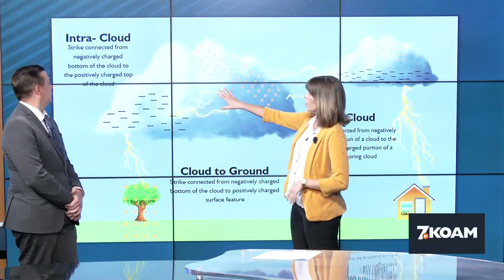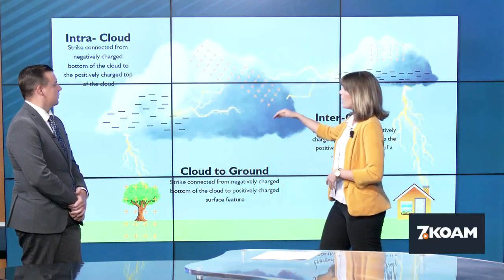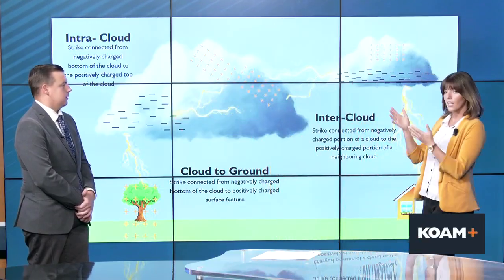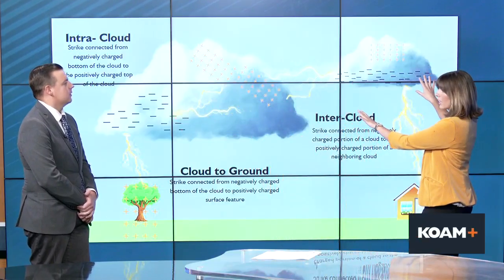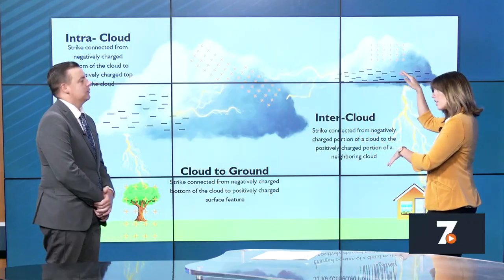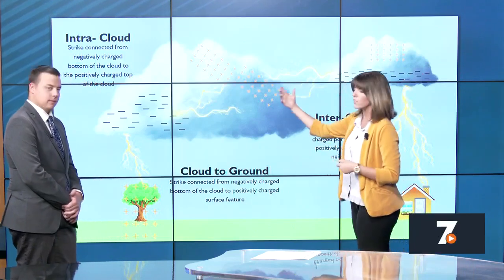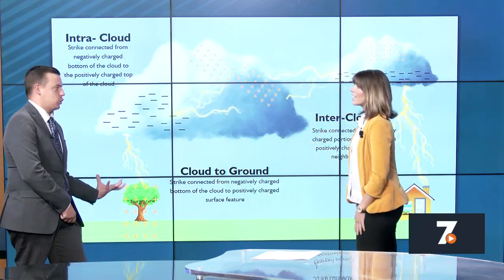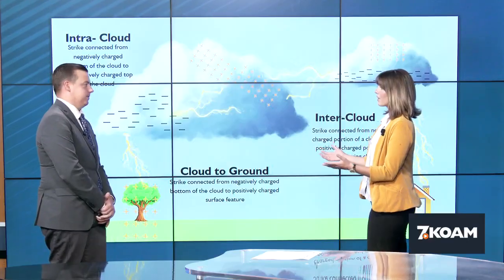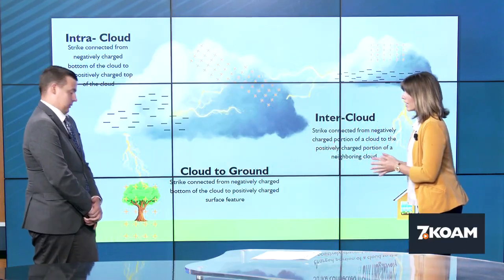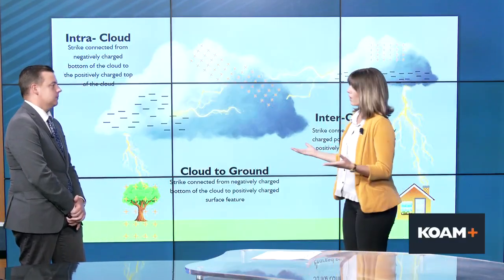Now we've got intra-cloud lightning, which is typically within the same cloud. Inter-cloud lightning is cloud to cloud, but from neighboring clouds. So you can see that when you get the little lightning strikes and it doesn't actually touch the surface. And then you have cloud to ground. Obviously, we've all seen that. That's the really picturesque lightning that we can see. And that's obviously the most dangerous kind because we could get struck by lightning. So we've got quite a few types of lightning.